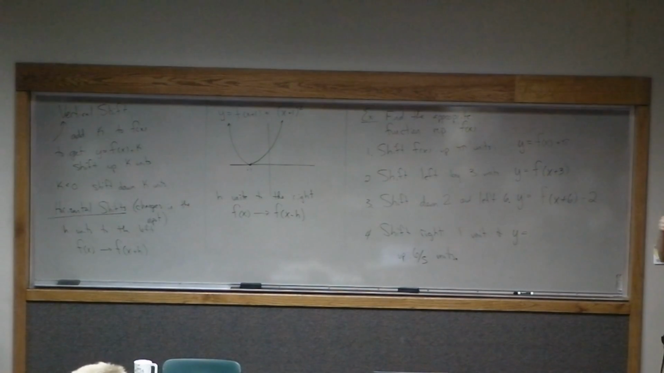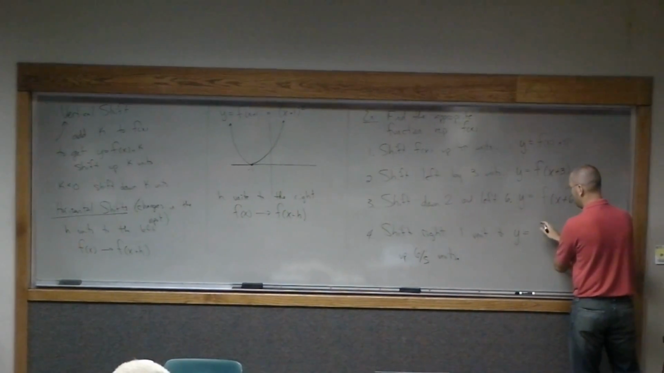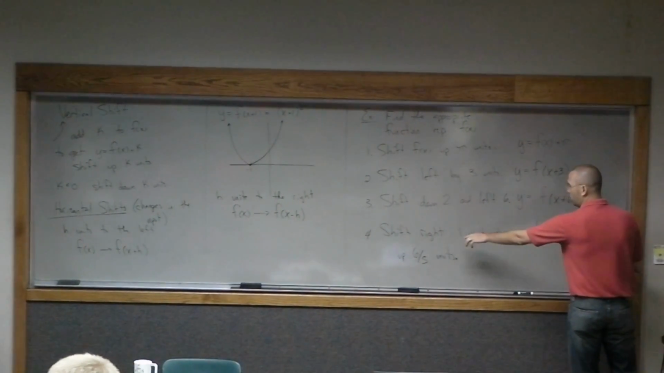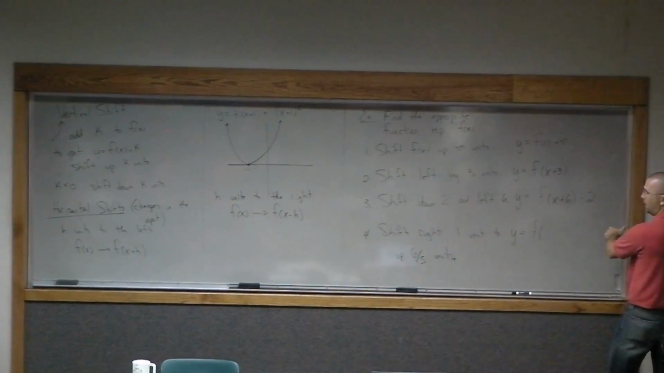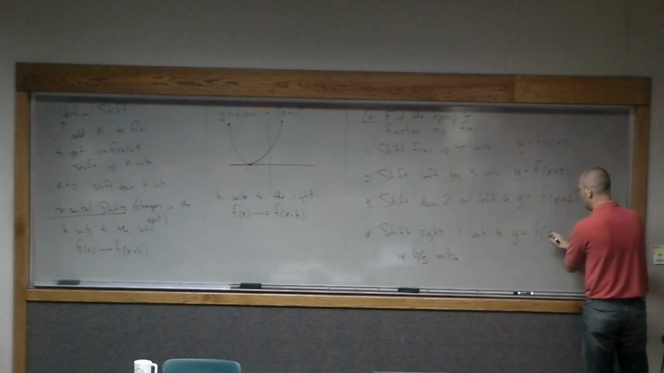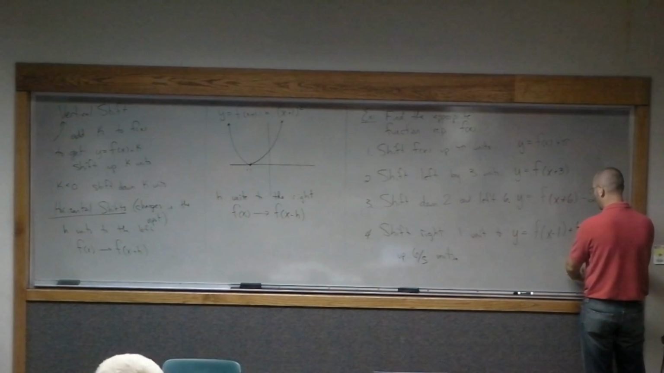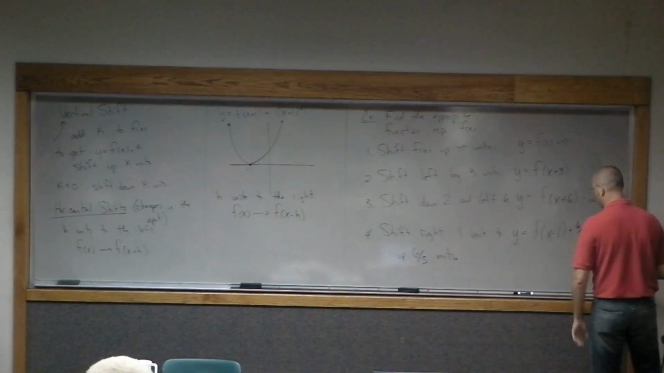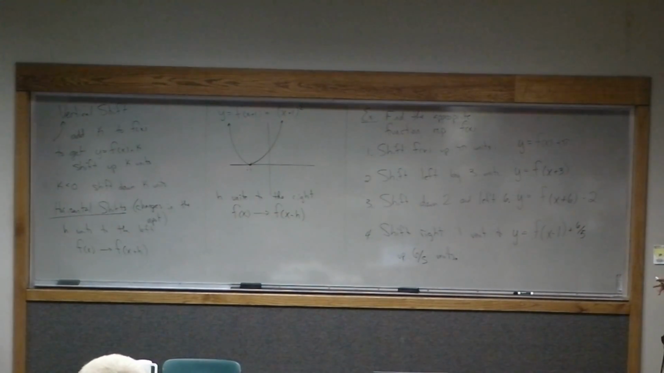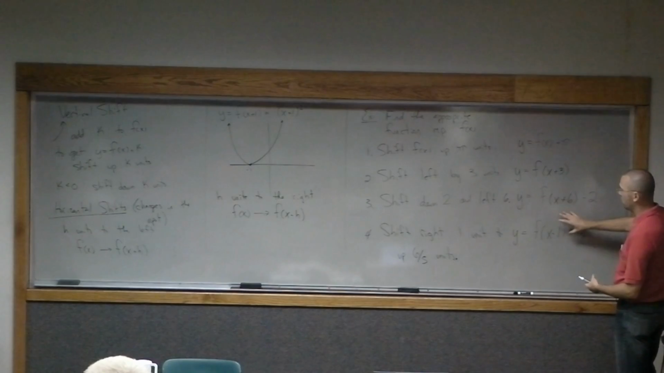Okay. And then what about the last one here? We're going to go to the right 1 unit, and we're going to go up 6/5 units. Okay. Here we're moving it to the right, so that's going to be a minus. So that's going to be x minus 1, up 6/5 units, so plus our 6/5. Okay. Very good.